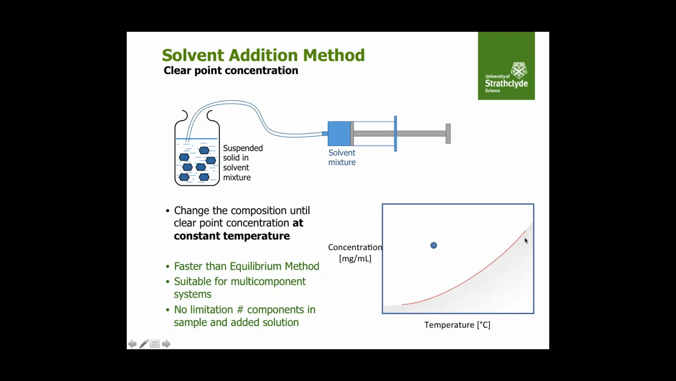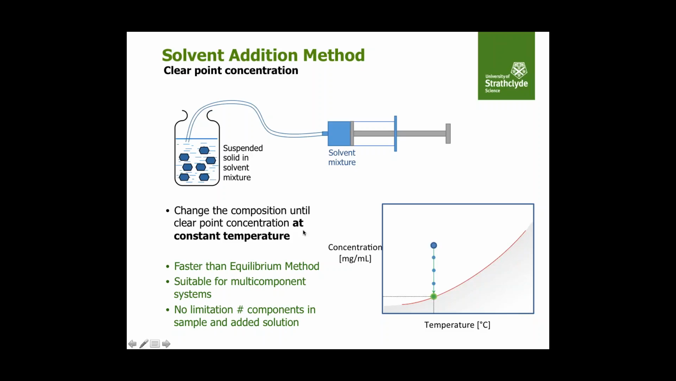And then we take a suspension in the concentration against temperature graph, and then we just dilute until we see a clear solution. And the moment you see a clear solution, the composition at that point would be your clear point concentration, which is related to the solubility.